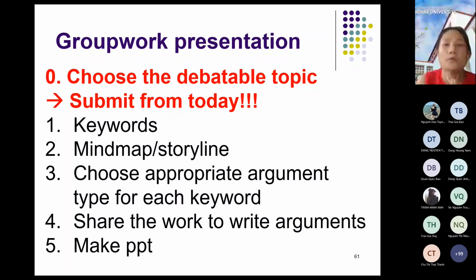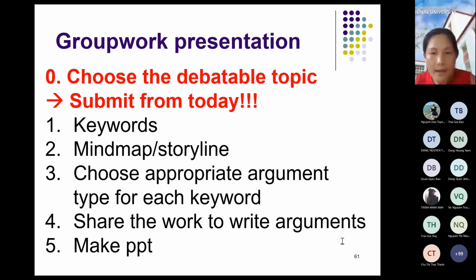By group work presentation, it means that you are going to conduct an argument to convince the others on some topic, for your opinion. The first step from today is to choose a debatable topic. Debatable means that a group of people will say they agree and a group of people will say they disagree. Don't choose a topic that most people already agree or already disagree with. So again, the first thing is to pick the topic and the opinion, agree or disagree. The whole group must have the same opinion.